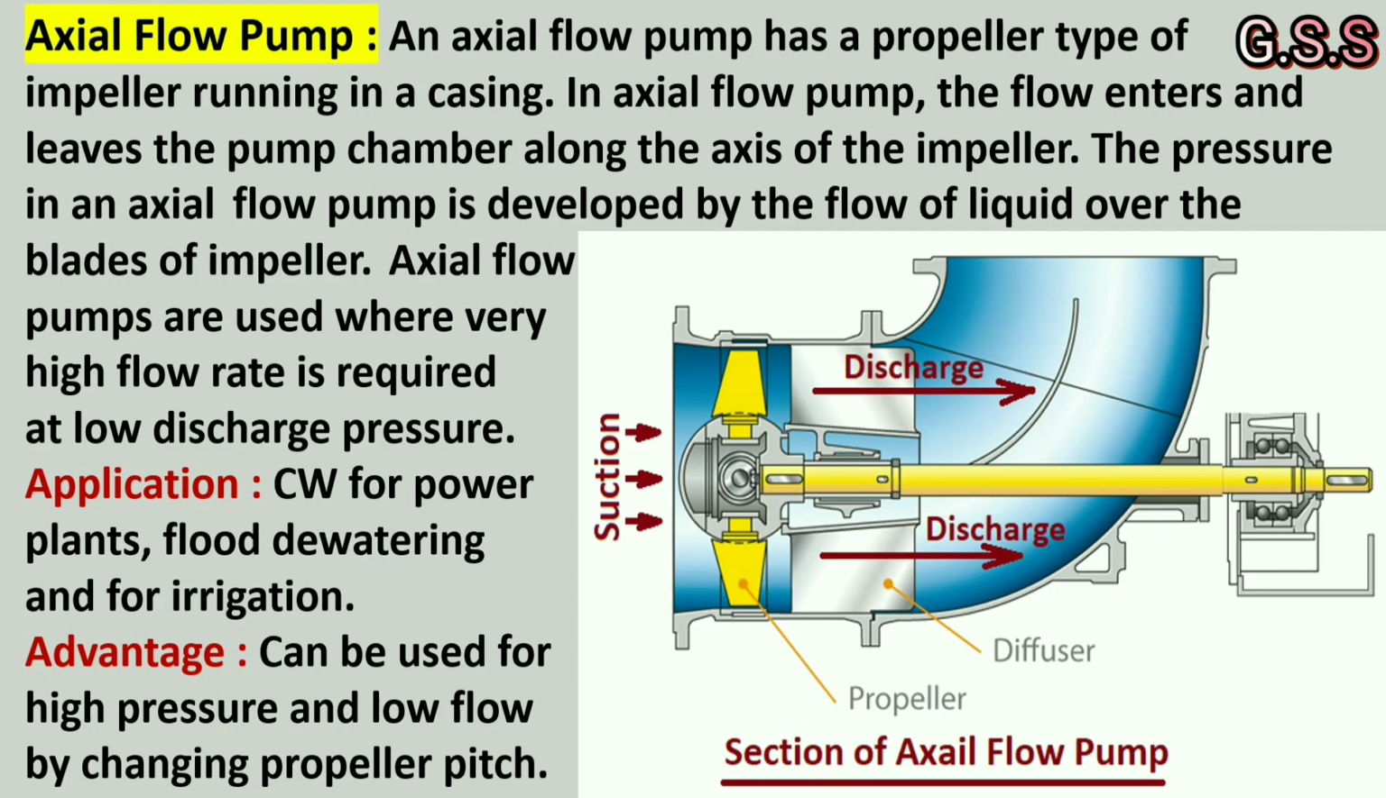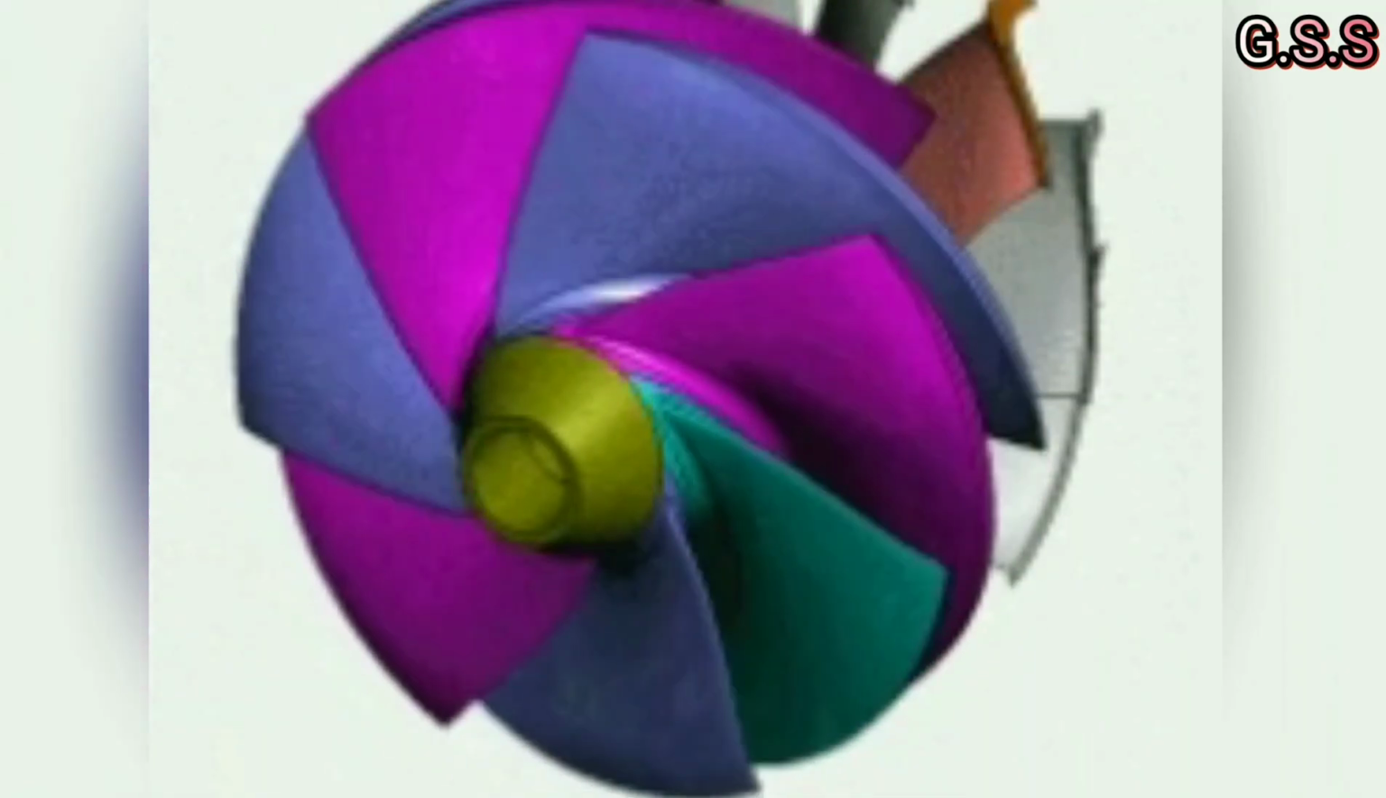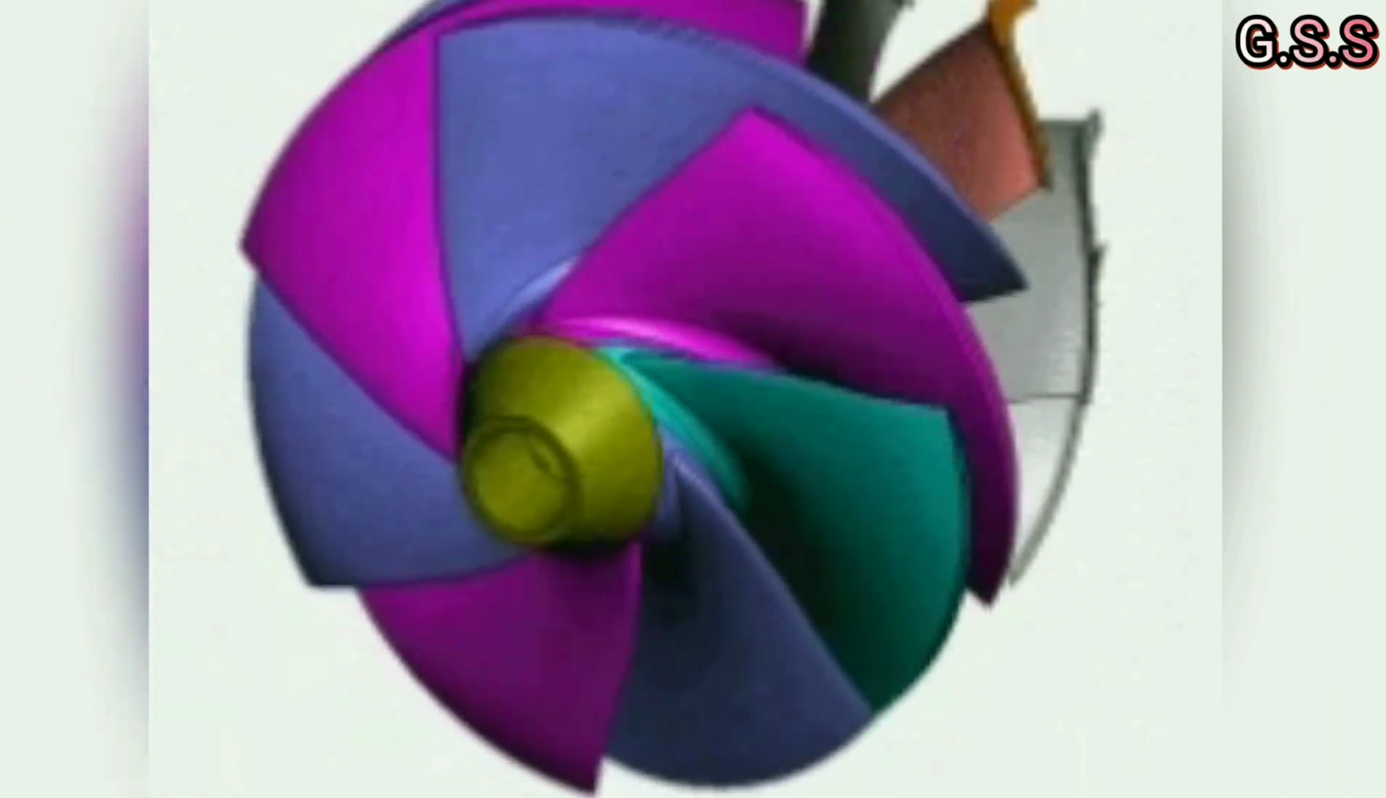And the advantage of axial flow pump is it can be used for high pressure and low flow by changing propeller pitch. This is a picture of axial flow pumps. The impeller or propeller of axial flow pump rotates like this.